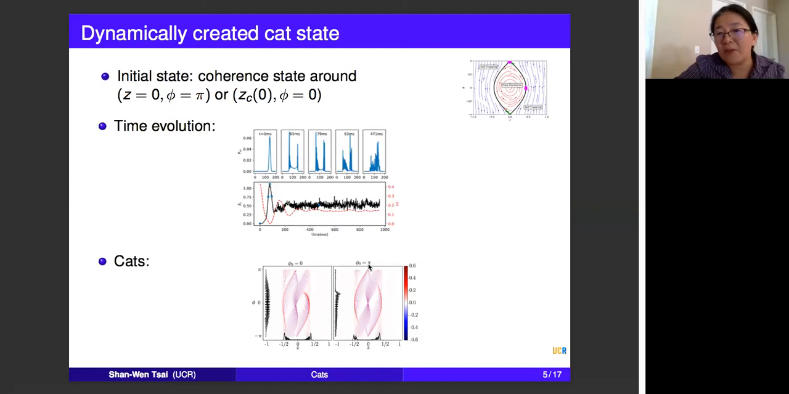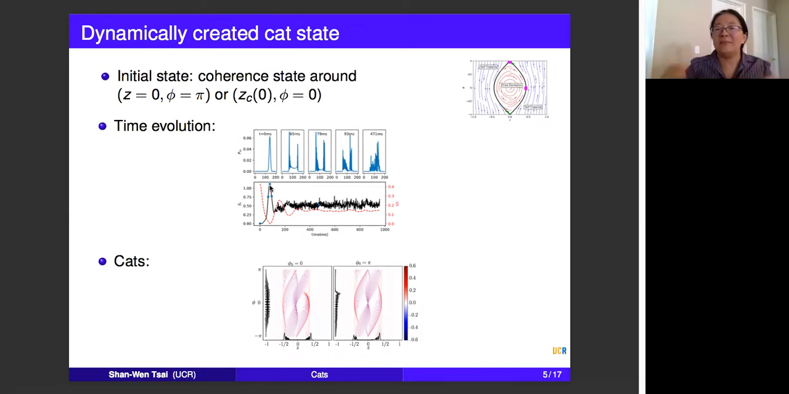Here, this is a phi zero equal pi state. It's more symmetric. It's sort of the same idea. Don't worry too much about this. This is the time, and here is some kind of relative entropy that is plotted. The panels on top are at the points in which the snapshot was taken, and the best cat is at the point of maximally entangled state.